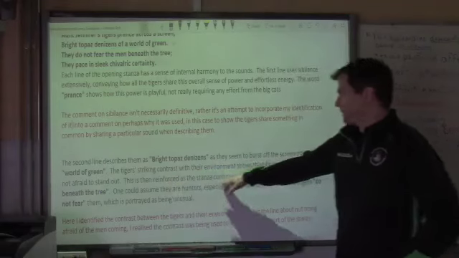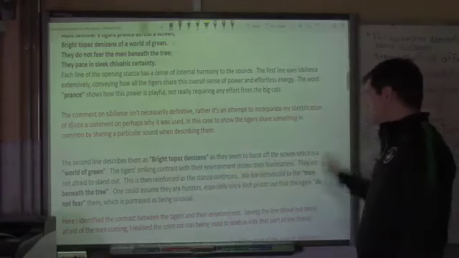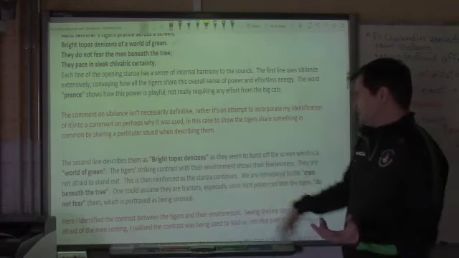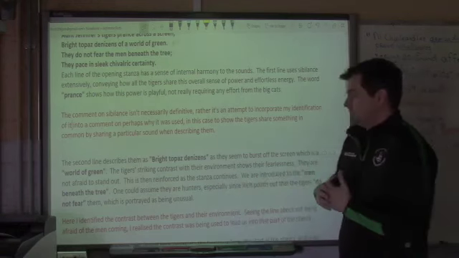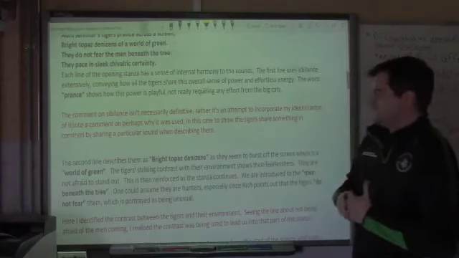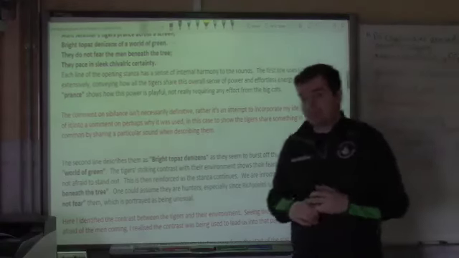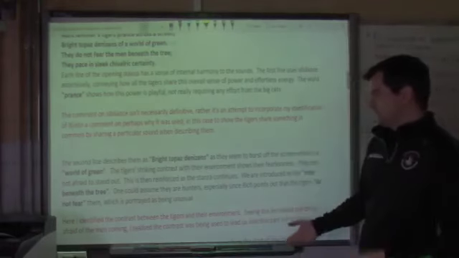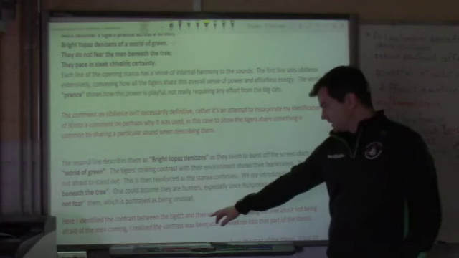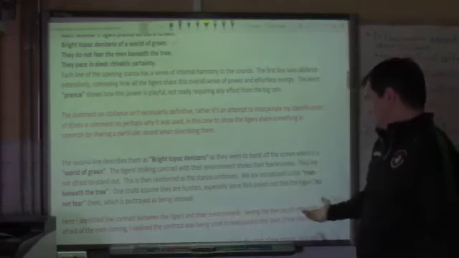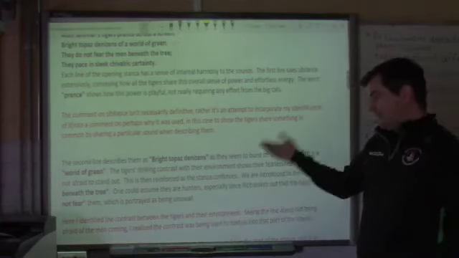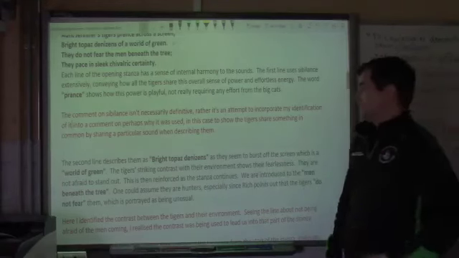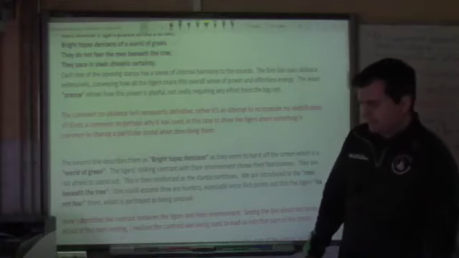This is then reinforced as the stanza continues. We are introduced to the men beneath the tree. One could assume they are hunters, especially since Rich points out that the tigers do not fear them, which is portrayed as being unusual. So maybe they're hunters. Definitely wild animals are afraid of humans; these ones are not. Contrast. So here I identified the contrast between the tigers and their environment. Seeing the line about not being afraid of the men coming, I realised the contrast was being used to lead us to that part of the stanza. Okay.